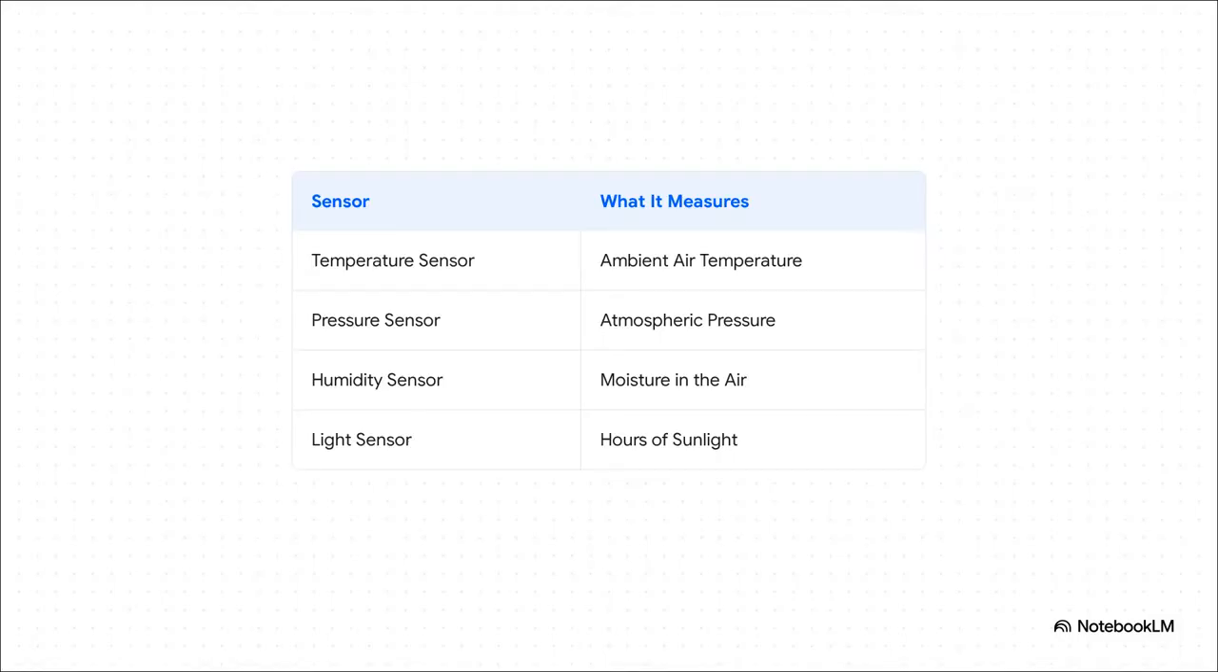A modern weather station is a perfect real-world example of this. It's not just one sensor, it's a whole team of them working together. Each one measures a different piece of the puzzle: the air temp, the atmospheric pressure, the humidity. The computer then takes all that data and puts it together to build a complete picture of the weather, all without a single person having to step outside.